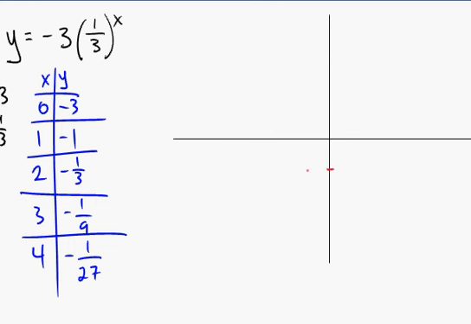0 and negative 3. 1 and negative 1. 2 and the third negative. Closer and closer. It's going to look like this, right? Never touch the x-axis.